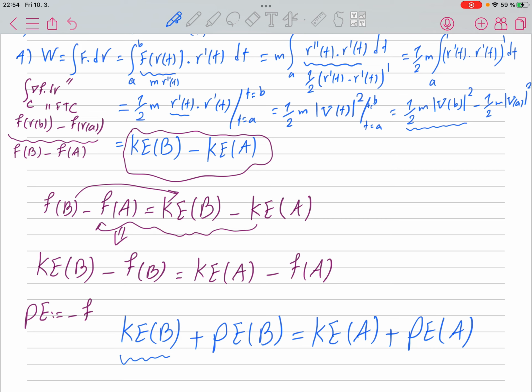Why? Because the kinetic energy at the final point b plus the potential energy at the point b is equal to the sum of kinetic energy and potential energy at a. And that's why we call this vector field conservative. It means that the energy is conserved.